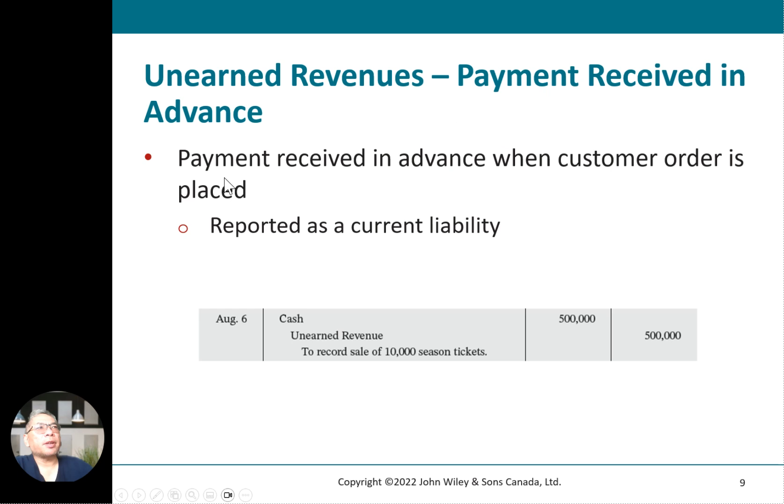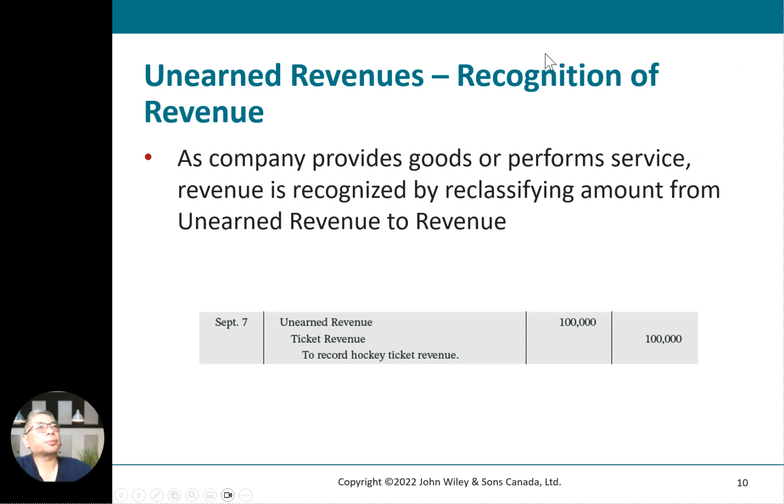Unearned revenue is payment received in advance. Payment received in advance when the customer order is placed is reported as a current liability. For example, August, cash 500,000 debit, unearned revenue 500,000 credit to record sales of season tickets. This is mostly common for sport events such as TFC, Maple Leafs, or Blue Jays in Canada, in Toronto here, okay? Also for concerts.